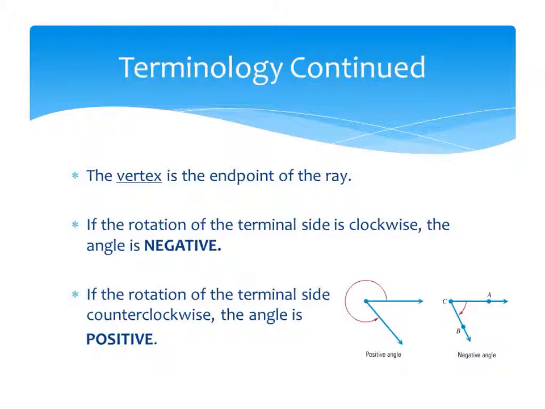The end point of the ray gets a new special name in terms of the angle, and it is called the vertex of the angle. If the rotation of the terminal side is clockwise, then the angle is negative. If the rotation of the terminal side is counterclockwise, then the angle is positive. That works counterintuitively to what you may think. So remember, counterclockwise creates the positive angle, clockwise creates the negative angle.